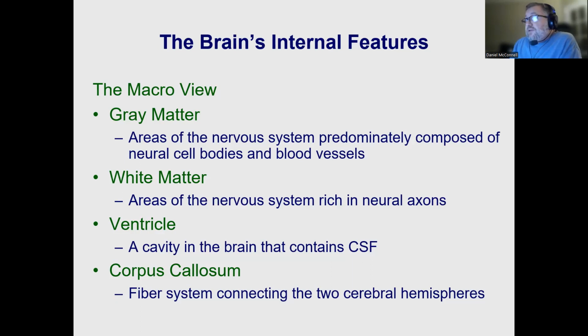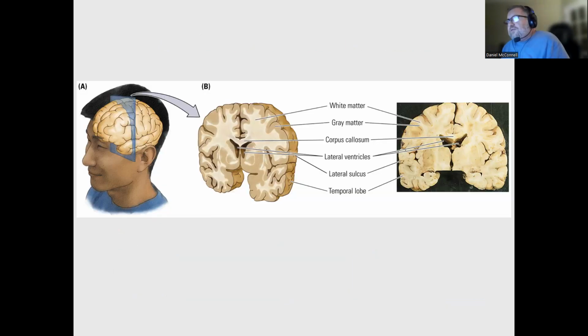So when we think about the brain and the way it's organized, we want to keep in mind that all of the cell bodies reside in the gray matter, and all of those axons are in the white matter. So there's a lot of back and forth connections happening between these two areas. As mentioned, there are some cavities in the brain called ventricles that contain cerebrospinal fluid, and we do have some nerve fibers that interconnect the two halves of the brain, the left and right hemispheres of the cortex, known as the corpus callosum. We can see some of all of that here.